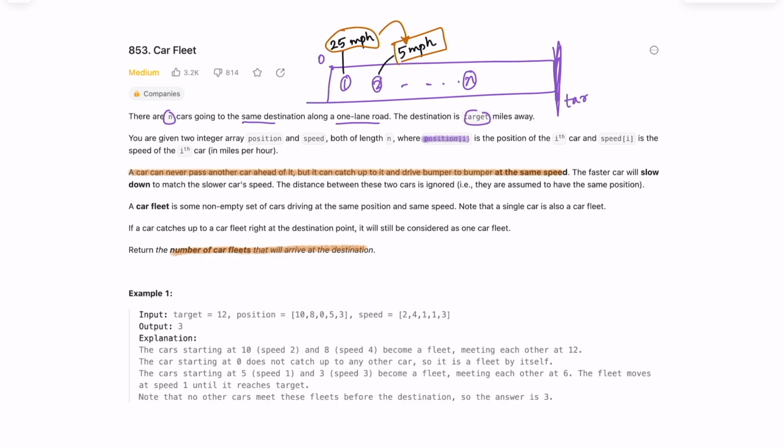What exactly is a car fleet? Basically, when a faster car catches up to a slower car, it starts driving at the slower car's speed. This is a car fleet, and the speed of the fleet is the speed of the slowest car in the fleet. And we have to return the number of fleets at the destination. Let's look at this example in a drawing.